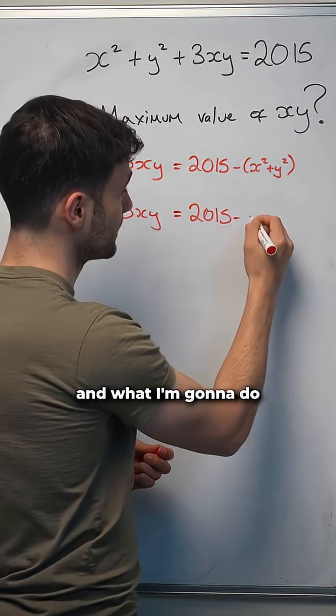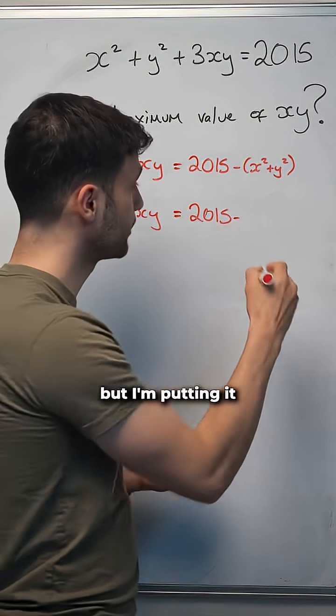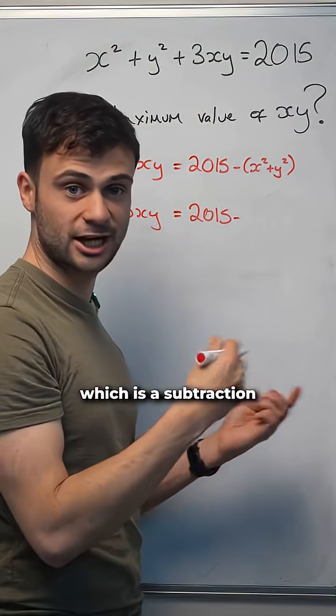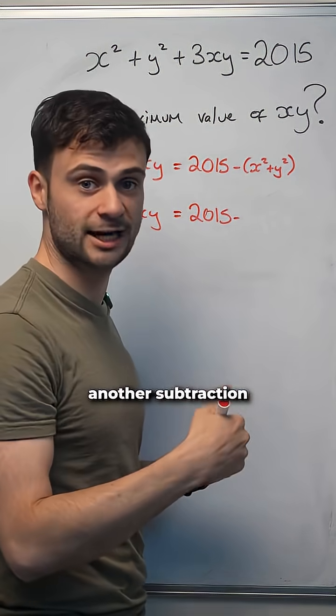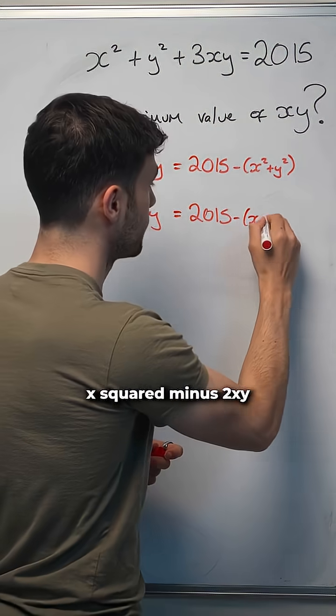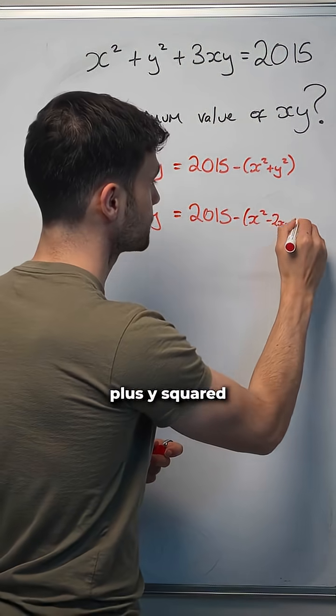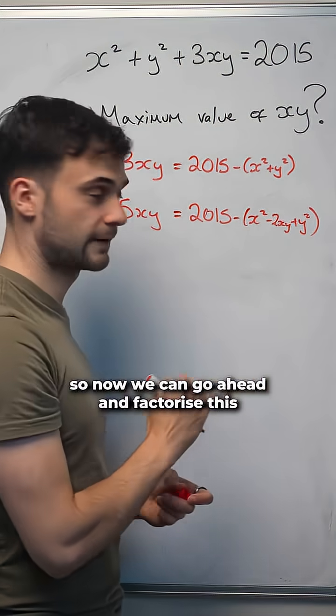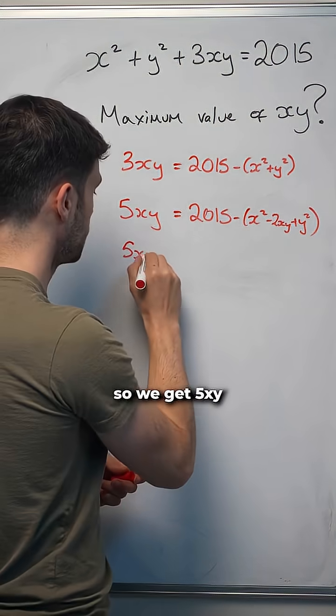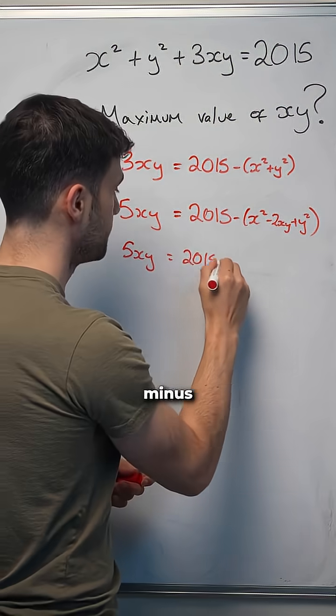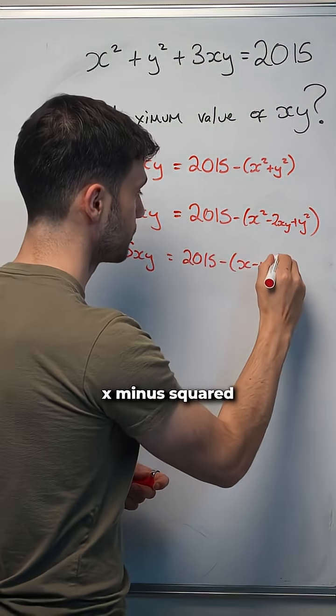And what I'm going to do is, because we're adding 2xy, but I'm putting it inside a bracket, which has a subtraction in front of it, we're going to need another subtraction to cancel that out. So it's going to be x squared minus 2xy plus y squared. Great. So now we can go ahead and factorize this. So we get 5xy is equal to 2015 minus (x minus y) squared.